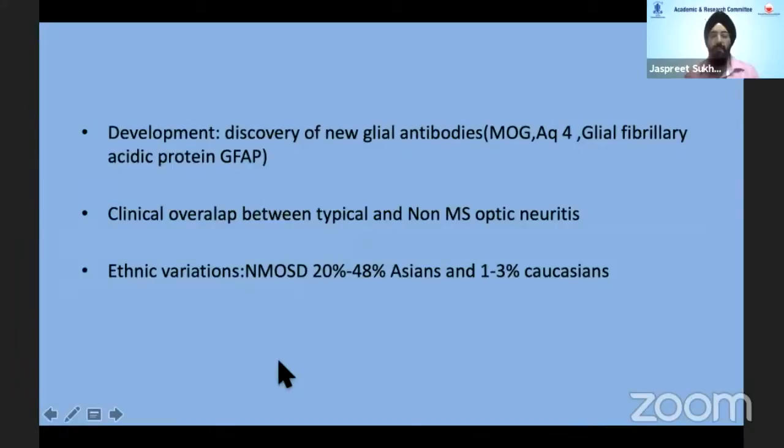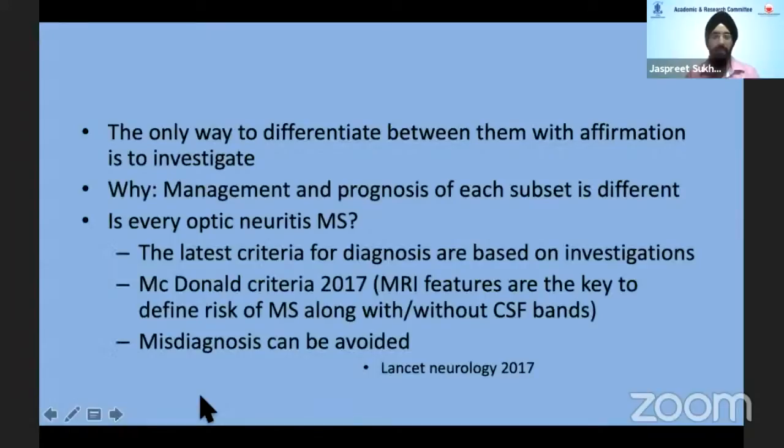In these few years, after 2004, there has been the discovery of new glial antibodies like anti-MOG, aquaporin 4, glial fibrillary acidic protein. This has really helped us understand the disease because there is a clinical overlap between a typical, MS-related, and a non-MS-related optic neuritis. So how do we differentiate between the two? When there's so much ethnic variation, when you see neuromyelitis optica in 20 to 48% of Asians and just 1 to 3% of Caucasians. So the only way to differentiate between them with affirmation is to investigate. And why do we need to investigate? Because the management and the prognosis for each subset is different.